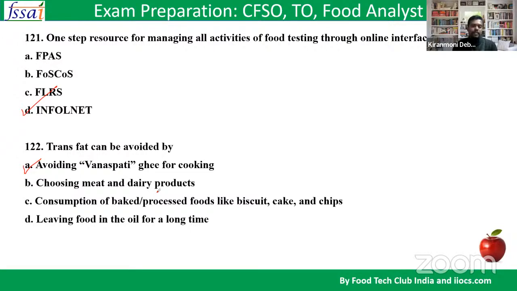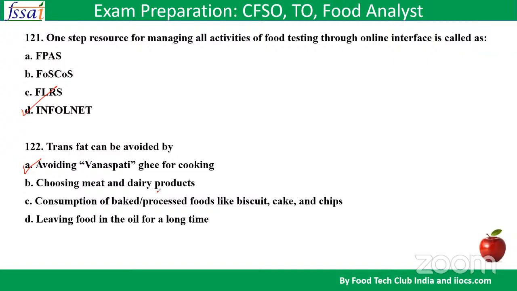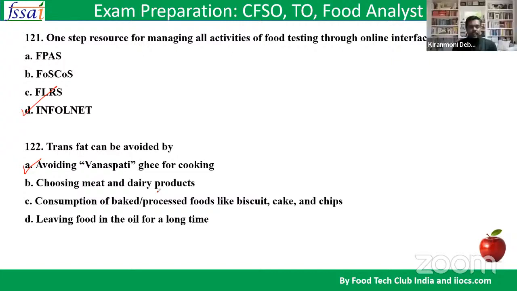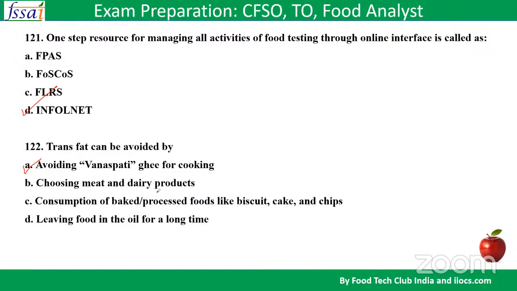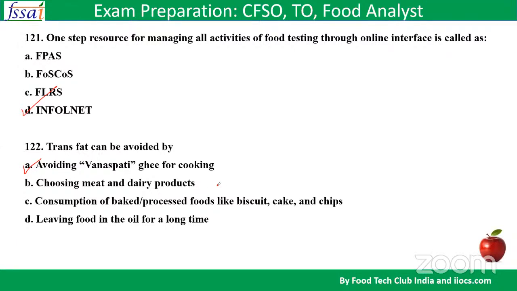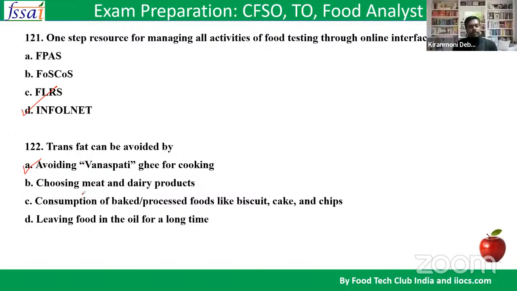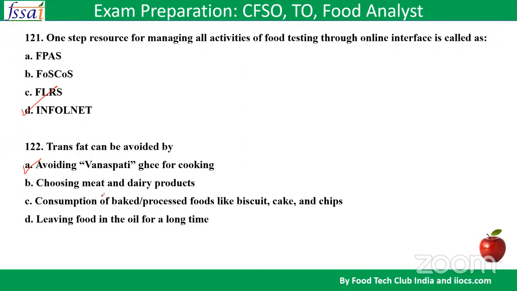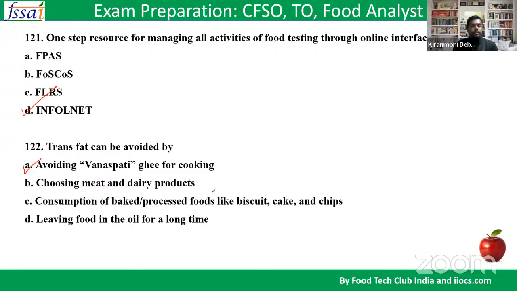Meat means it will include chicken and mutton also. Mutton and chicken are very heavy in fats. Right. But we can consider chicken and fish and egg white. Yes, egg white is basically protein only. So that can be an option. But when we are saying meat, it includes all, red meat and all. Okay. So the correct answer should be vanaspati ghee. If you avoid that, it will not generate any trans fat. Okay.